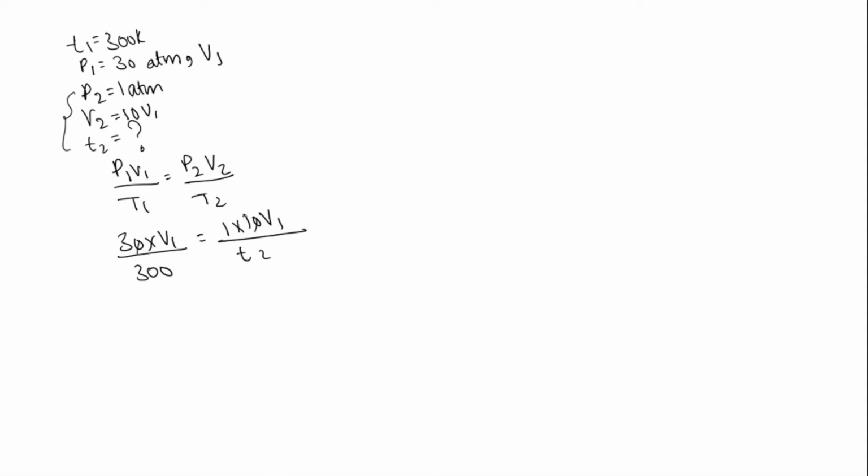0, 0 will get cancelled. V1, V1 will get cancelled. 3 1s are 300s. So T2 is equal to 100 Kelvin. So at this temperature, the pressure is 1 atmosphere and the volume is 10 times the initial. The final volume is 10 times the initial volume. So the option is 4.